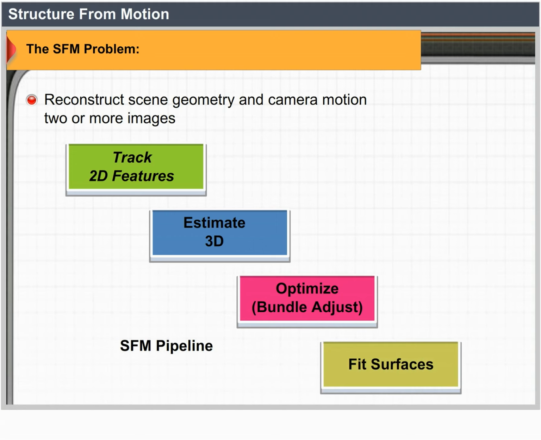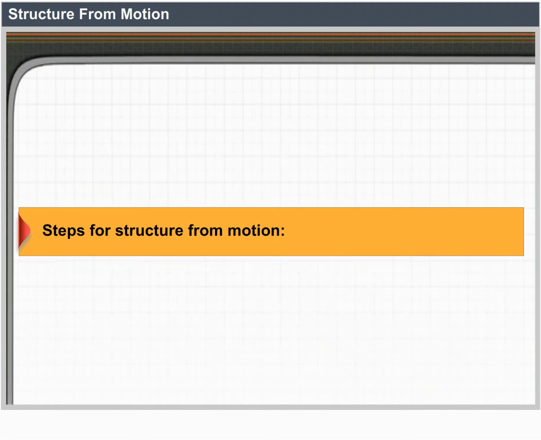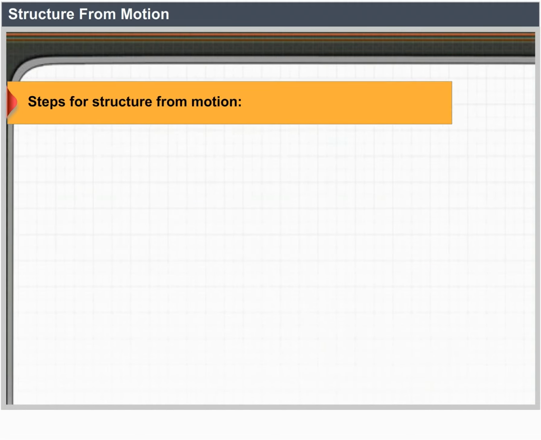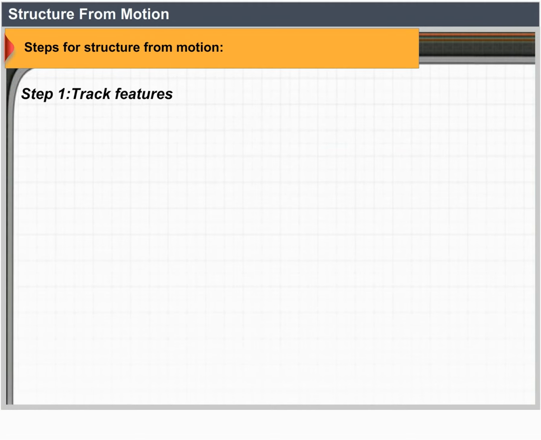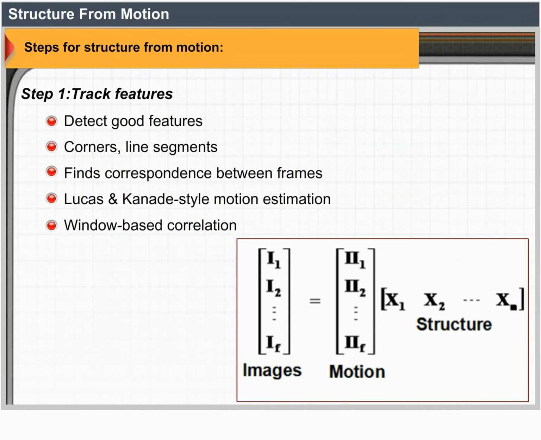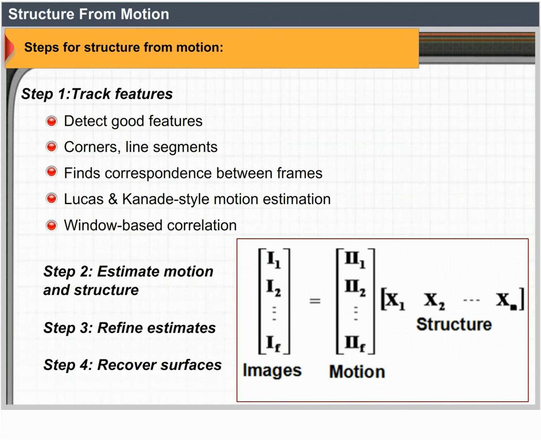Steps for structure from motion. Step 1. Track features. Detect good features, corners, line segments, find correspondences between frames, Lucas and Kanade style motion estimation, window-based correlation. The matrix on screen represents track features. Step 2. Estimate motion and structure. Step 3. Refine estimates. Step 4. Recover surfaces. Stereo reconstruction from two views.